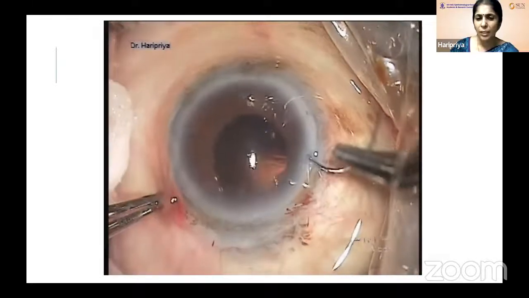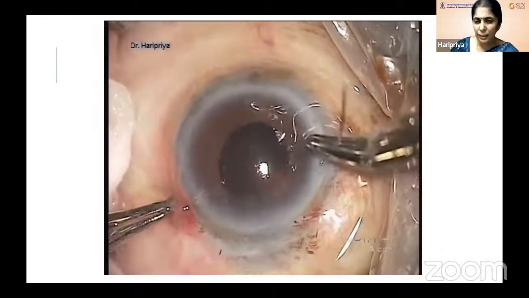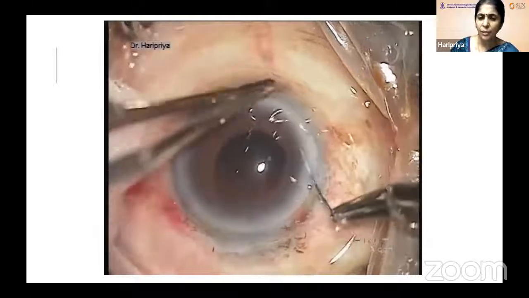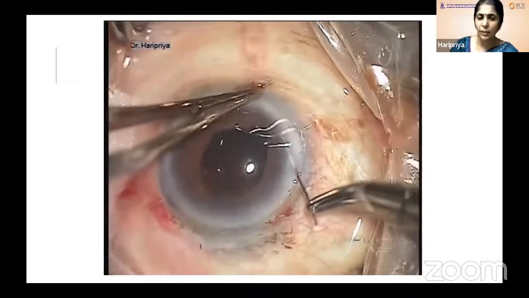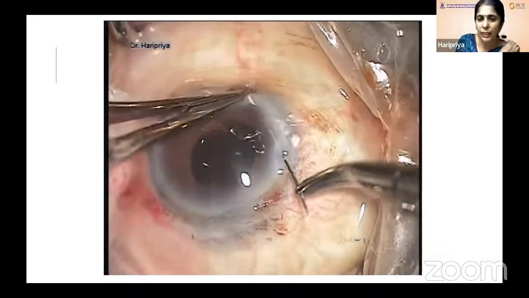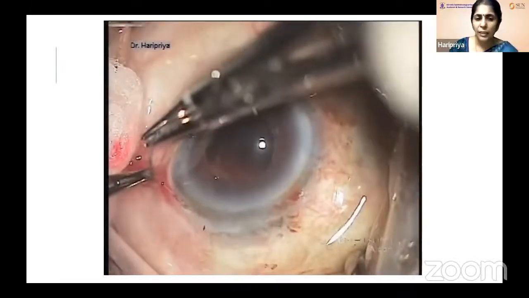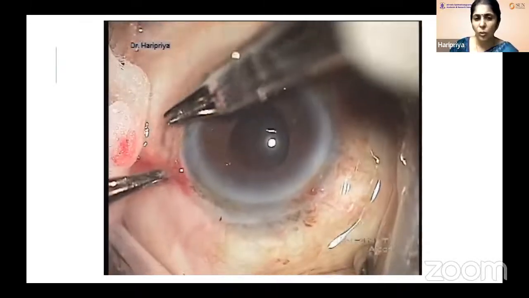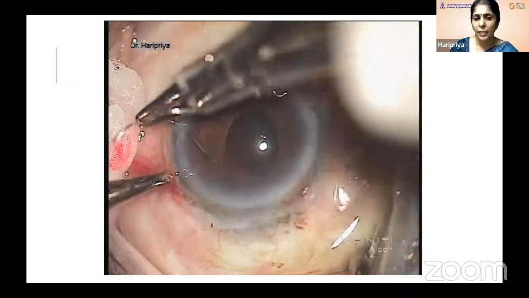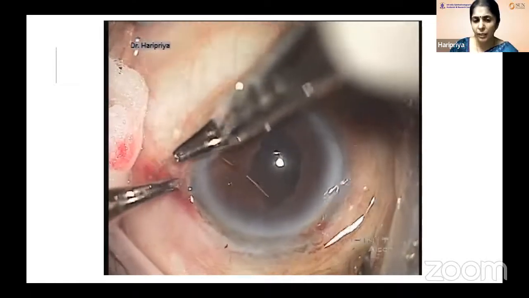So for a secondary IOL, either technique, either a scleral fixated lens or an iris claw, whichever the surgeon prefers, one can adopt. Here I'm doing an iris sutured lens, which is my primary choice of lens. So I'm using a 10-0 Prolene suture, using the same suture needle.